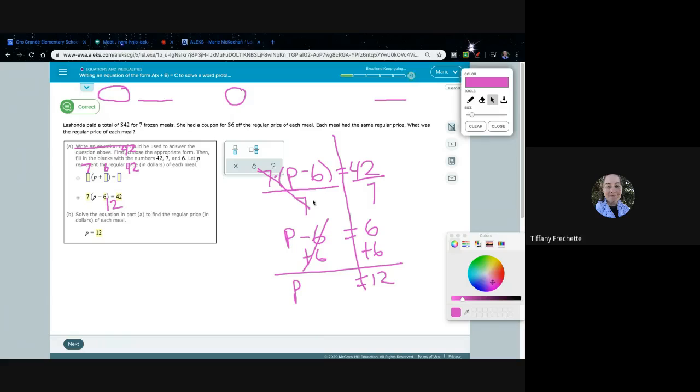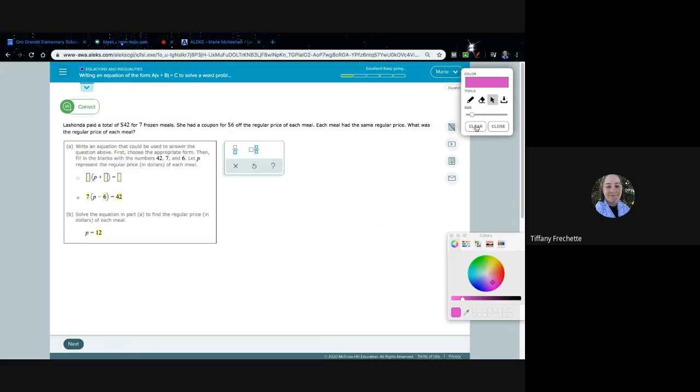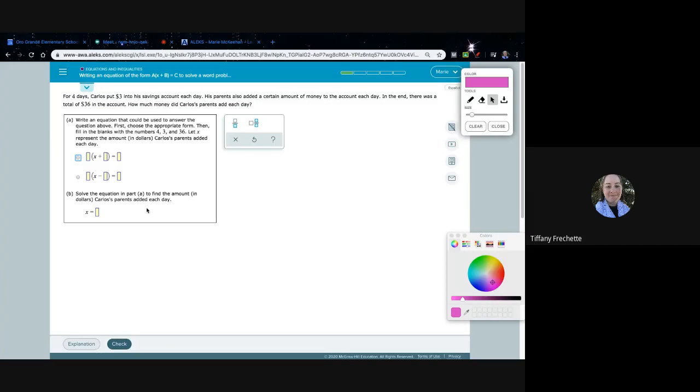So this method does work, and it's a little less messy than the distribution. We don't always have this option. On these ones it works out nicely because there is a number on the other side that divides nicely by the number that we're supposed to distribute. So I'll distribute on this one just so that you have another example of distribution.